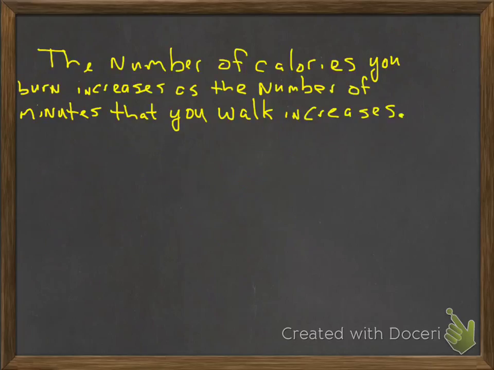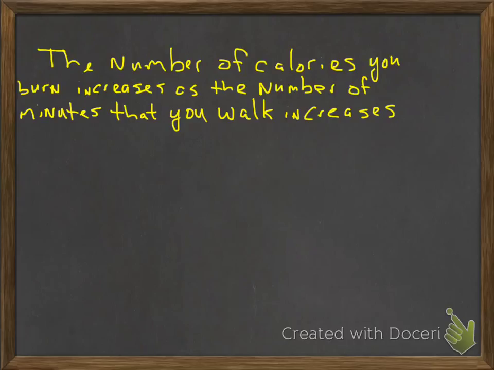Okay, so let's look at this one. The number of calories you burn increases as the number of minutes that you walk increases. So again, what makes more sense? Does it make sense to say that the number of calories you burn depends on the amount of time you walk, the minutes you walk? Or does it make more sense to say that the minutes you walk depends on the number of calories you burn? Okay, keep in mind, very specific in the phrasing here.